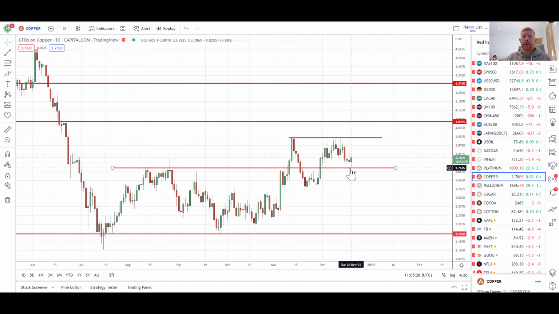Copper, again, look, it's come down here, but am I jumping out of my skin to take copper at this particular point? No, not at all.